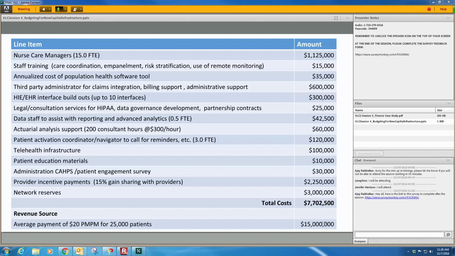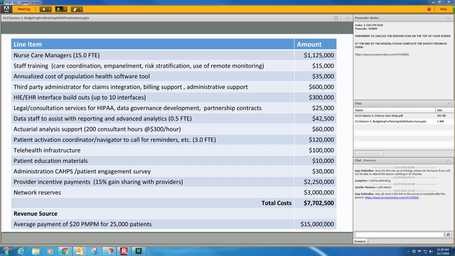This is intended to align with some of those discussions that Andy was having earlier around the new compensation models. So making sure that out of the gate, you're putting into your budget some placeholders for what you anticipate you would be setting aside for provider incentive payments and network reserves.